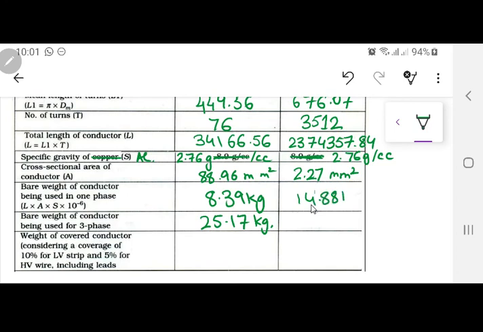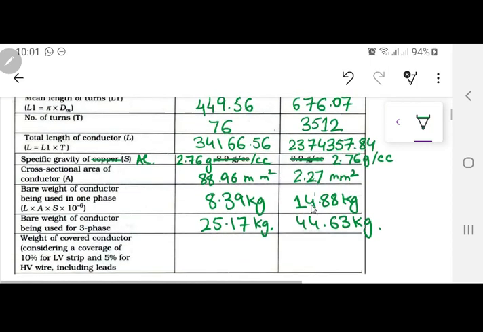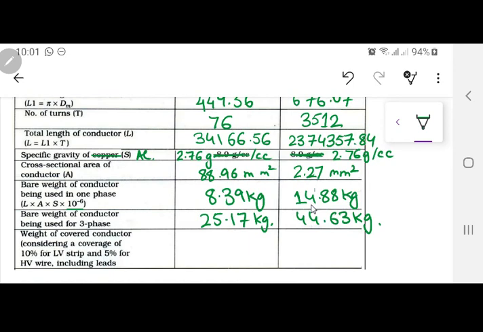14.88 kilograms multiplied by 3, 44.63 kilograms. Okay, so this is the three phase weight of the low voltage and the high voltage. The 10 raised to power minus 6 is automatically taking care of the units.